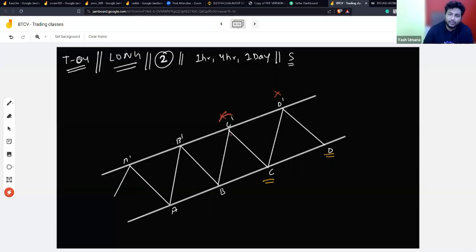So if I take a short position on C dash, there is a very high probability that I might lose the trade, or of course there is a high risk. That's why we can't choose C dash and D dash. I don't think I need to explain why we are not taking trades on A dash and B dash, or A and B, because till this point we don't know if this is a trend line or not, or if this is a channel or not. That's why we can't take trades on these initial 4 points, and C dash is ignored.